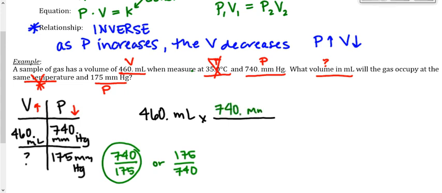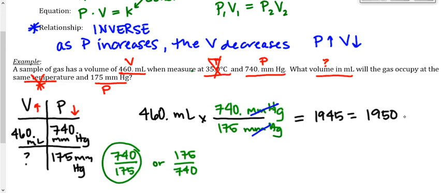So I'll write in 740 millimeters of mercury. And on the bottom, 175 millimeters of mercury. And my millimeters of mercury divide out, which gives me a unit for milliliters as my answer. And when you plug this in your calculator, you should get 1,945, but that is too many sig digs. And I can only have 3, so I'm going to round that to, we have a couple ways to write that, 1,950 milliliters, or 1.95 times 10 to the third milliliters.